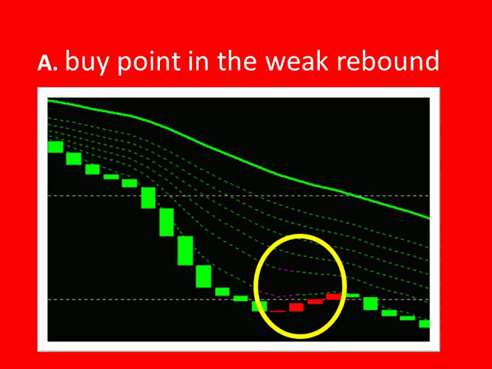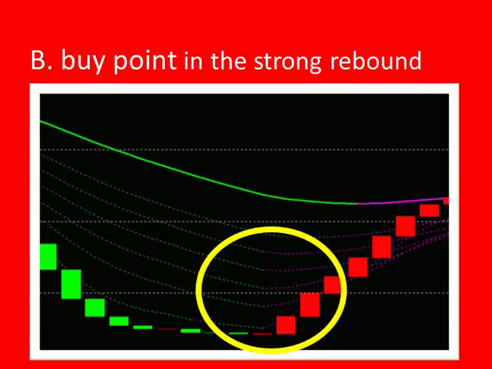So this is the first buy point in the weak rebound. You should catch a small position. Then the second one, the buy point in the strong rebound. What's the strong rebound and how to confirm? This is the strong rebound, not the weak rebound.